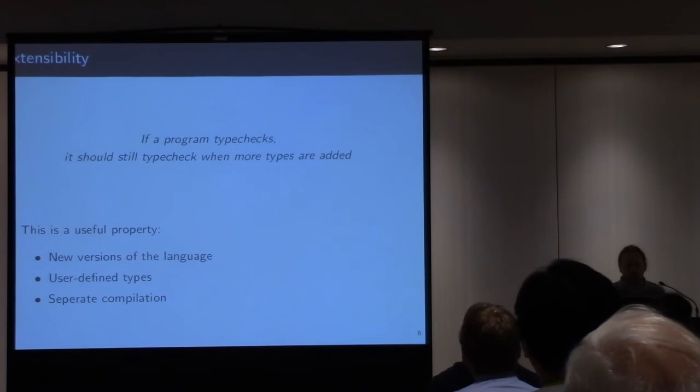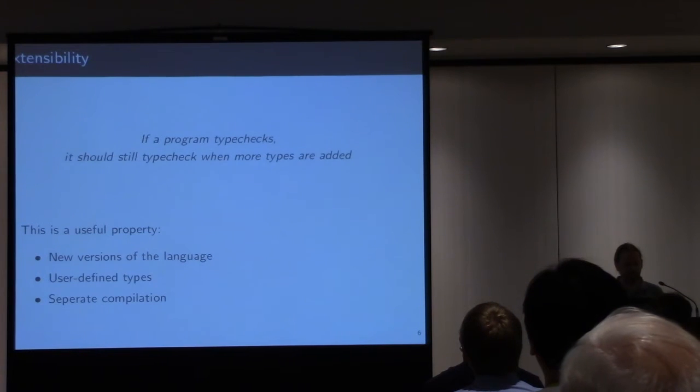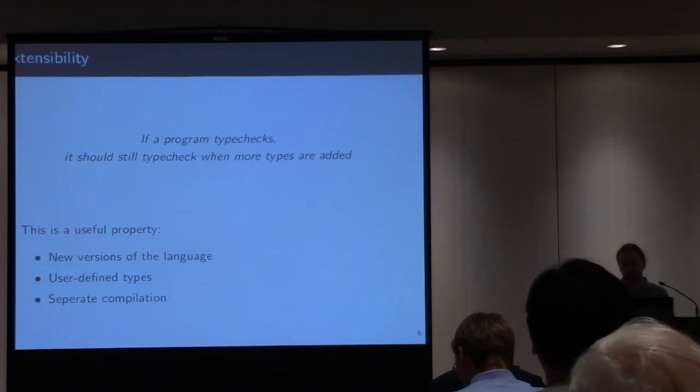So I would like a type system to be extensible. If the program type checks and we add more types to the system, it shouldn't cease to type check. Programs shouldn't be invalidated by adding more junk into our type system. This is useful because as language designers, we're in the business of adding more junk into our type systems. Users are often given to adding more junk to the type systems, and when we separately compile files, we don't know about all of the junk when we're compiling one of them.